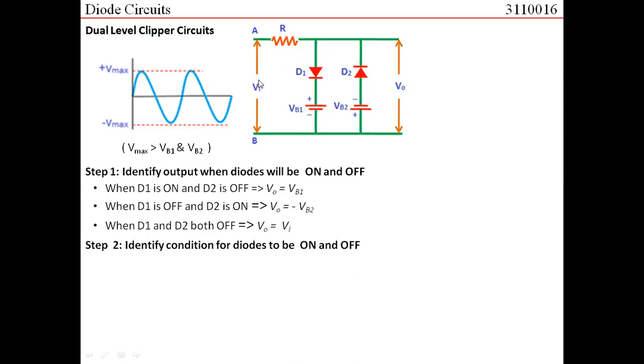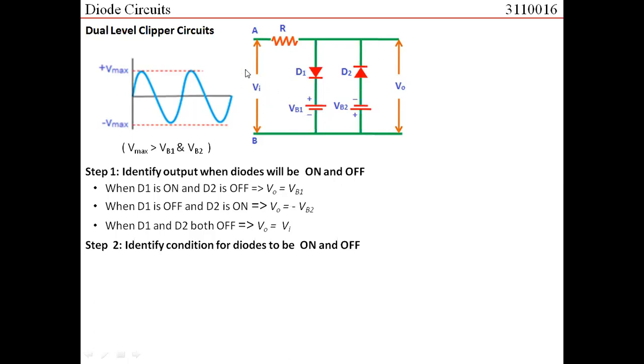When the input voltage is less than VB1, D1 would be off, because the potential at the P terminal should be larger. So if the input voltage is greater than VB1, then D1 is on, otherwise it is off. Similarly, if we talk of D2, the P terminal is given the voltage VB2 and the N terminal is given the voltage Vin. So the P terminal voltage should be larger than the N terminal voltage for the diode to be on.